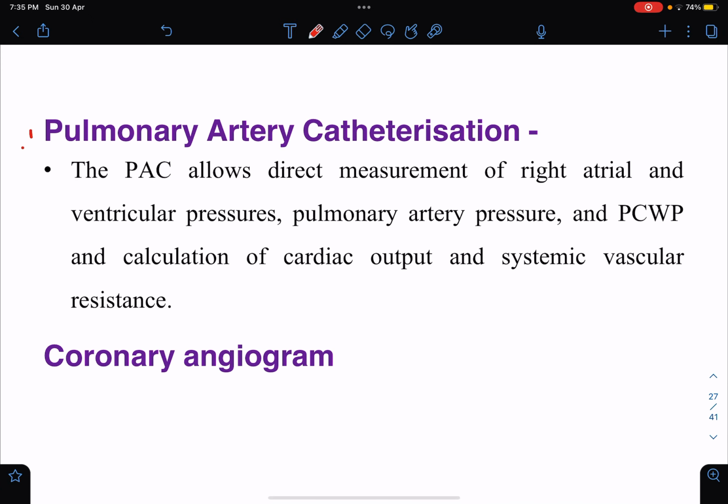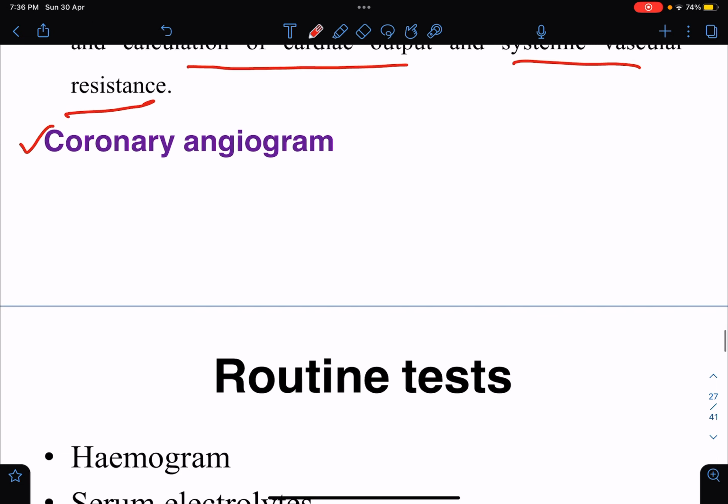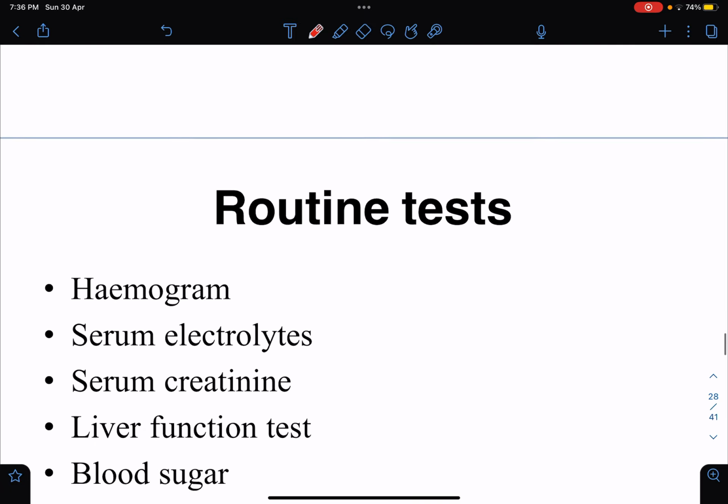Pulmonary artery catheterization helps us for the direct measurement of right atrial and ventricular pressures, pulmonary artery pressures, pulmonary capillary wedge pressure, and calculation of cardiac output and systemic vascular resistance. Coronary angiogram is very useful to find out if there is any coronary artery blockage resulting in myocardial infarction and thereby resulting in heart failure. So these are the specific investigations for heart we will do to find out if there is anything to do with heart failure. Okay, we can diagnose heart failure from the above investigations.